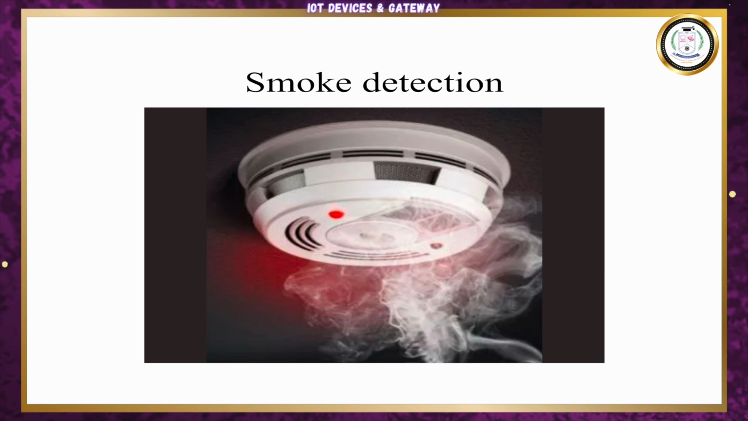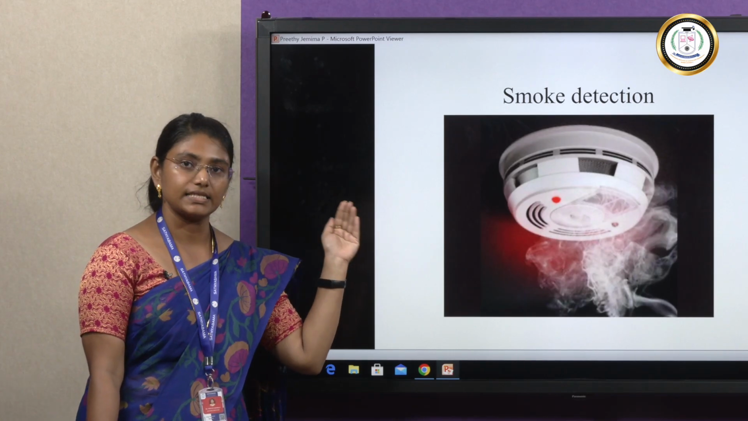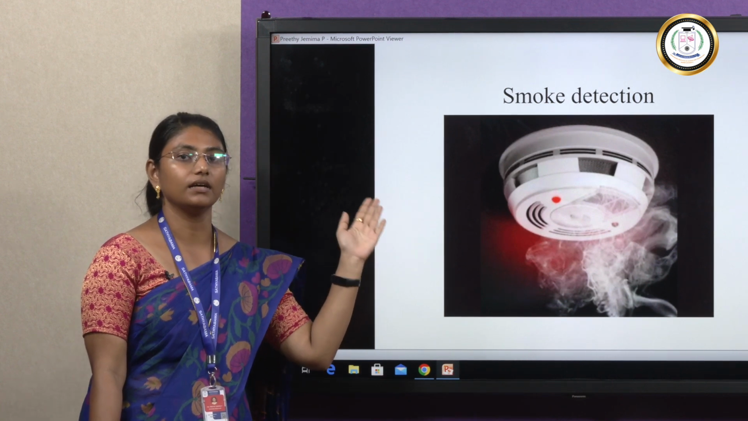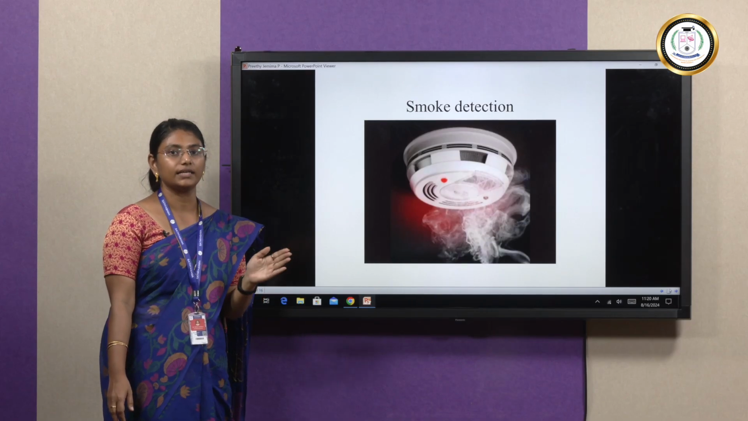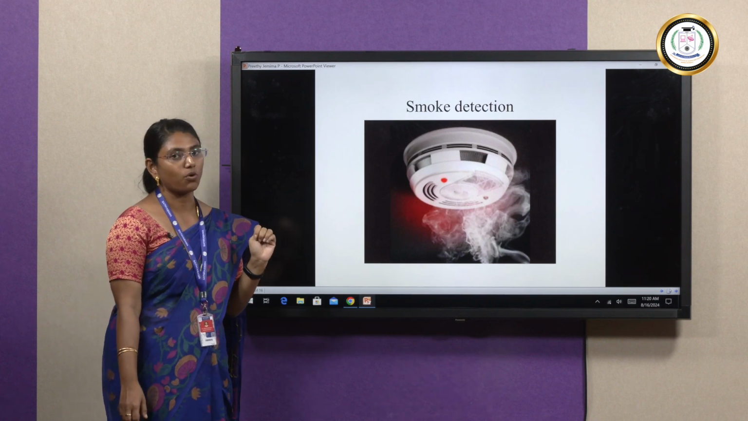There you see a red light. The red light denotes that the system is alive. Once the smoke is detected by the sensors inside this unit, the central unit will alarm the application logic to alert the security system. This is the working of your smoke detection.